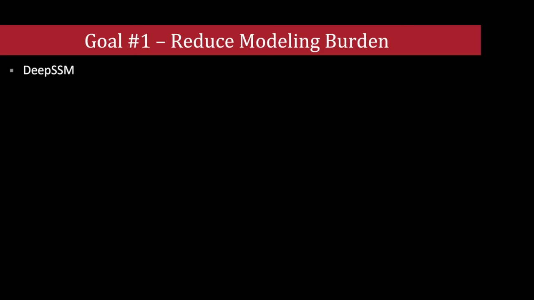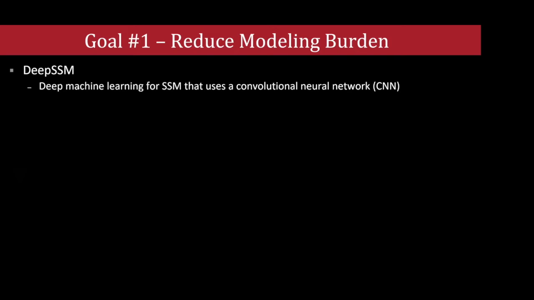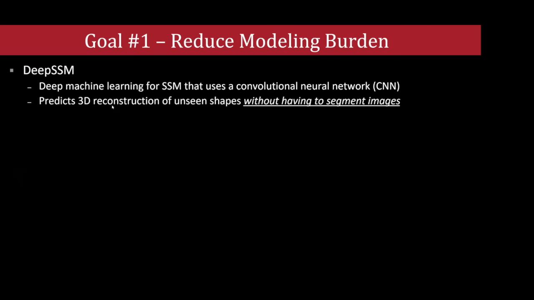clinic. And so one way we're doing that is through deep machine learning, or deep SSM, and it's essentially using a convolutional neural network. What it does is it predicts the 3D reconstruction of unseen shapes without having to segment images, which is key.